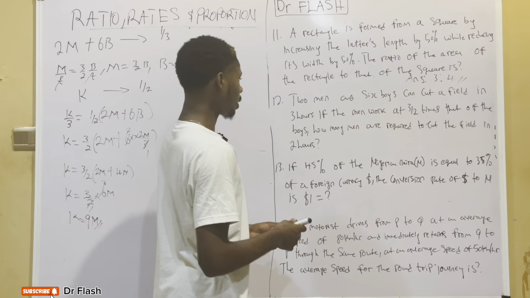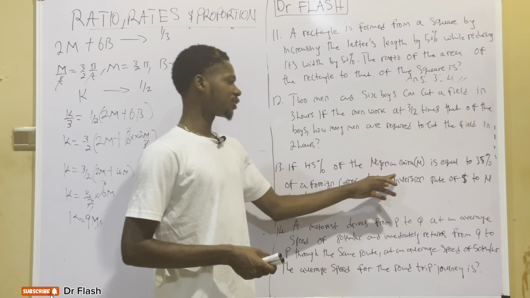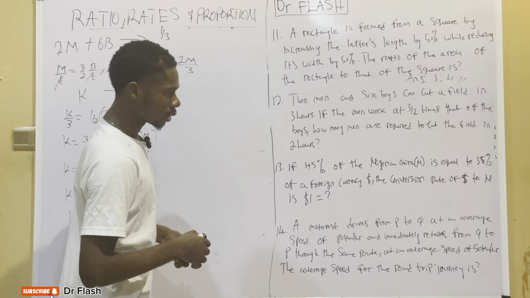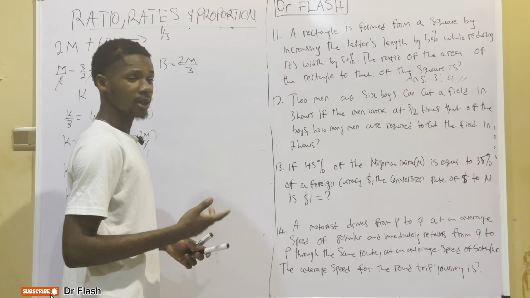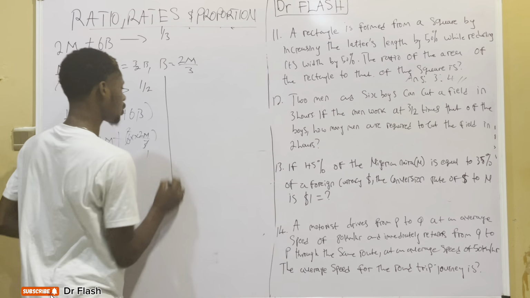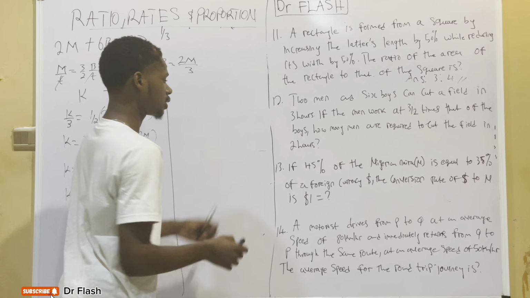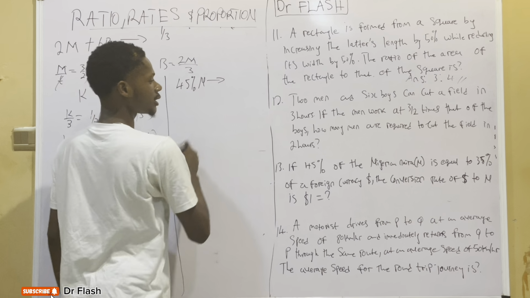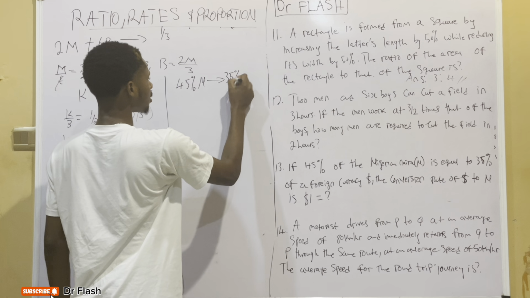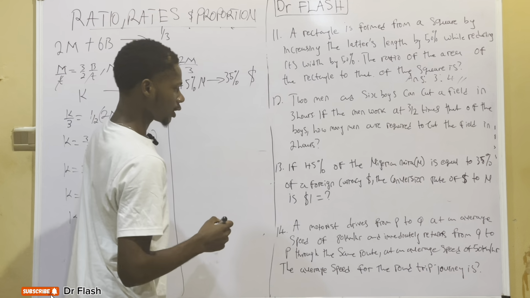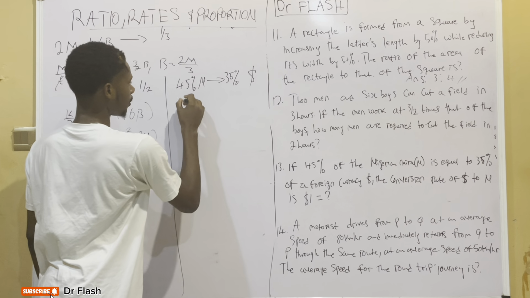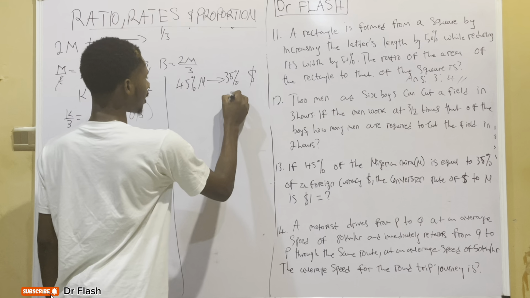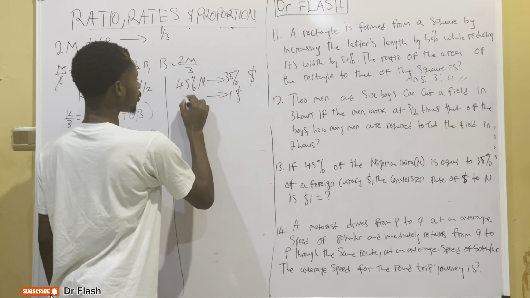Now, the next question on our list says, if 45% of the Nigerian naira is equal to 35% of the foreign currency, which is the dollar, what is the conversion rate of dollar to naira? This one is quite easy. I'm just going to do a simple variation. It says 45% of the Nigerian naira is equivalent to 35% of the dollar, which means we are to solve for the conversion rate, that is, $1 should be equivalent to what in naira.